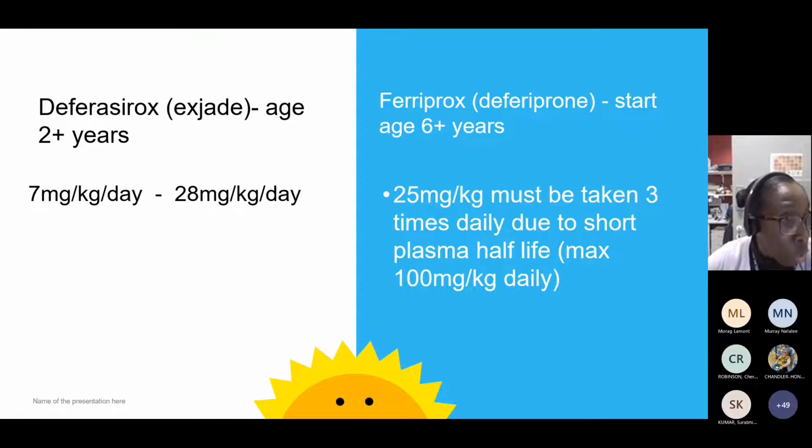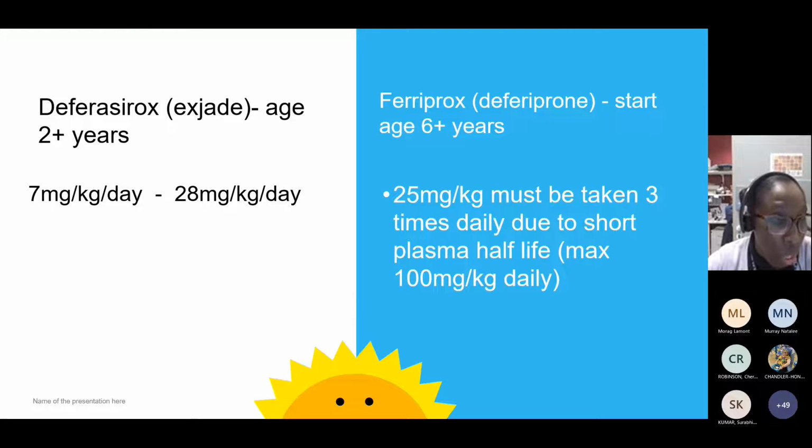So even though it's an oral iron chelator and we can use it from age 2+ years, we know it's not for many people. And so the Exjade and the Desferal are more focused on the iron in the liver. And then we've got the Deferiprone, which I think was licensed here in about 1997. And that is from age 6+, and this is all to do with the licensing, to do with the age. And it's 25 milligrams per kilogram and must be taken 3 times a day due to the short plasma half-life.